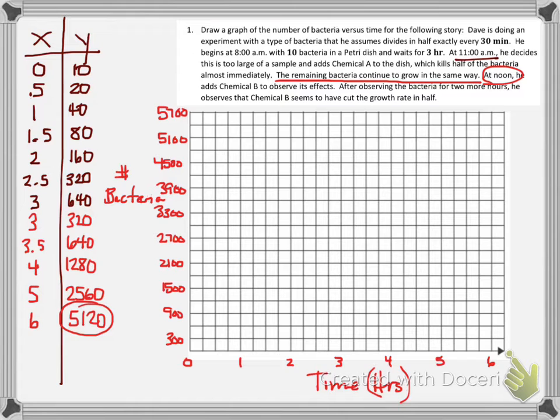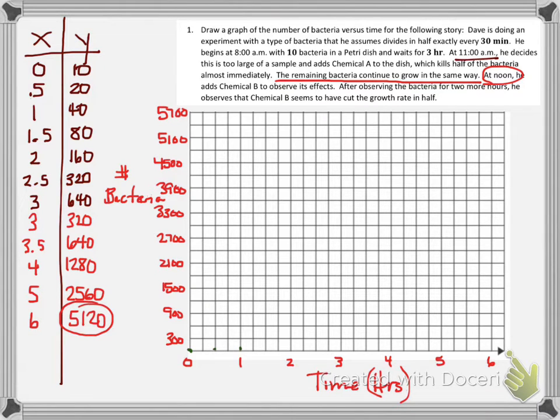So at 0, 10, it's going to be hard to see. It's almost on the 0. After a half hour, there are 20. Well, it's also really close to 0. After 1 hour, there are 40, barely above 0 as well. So we're hugging that 0 line of bacteria.